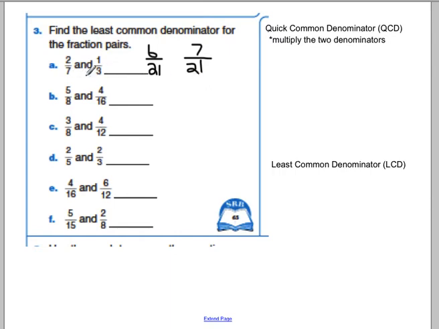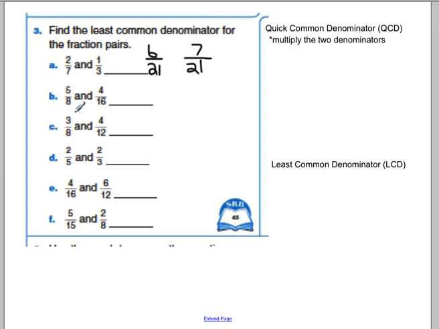Now a lot of times the QCD is great. It works really well and it's quick. That's why it's called the quick common denominator. But there's also a lot of times when the QCD is not the best denominator to use. Let's take a look at example B. If I use the QCD, I have to do 8 times 16. Now, I don't really know off the top of my head what 8 times 16 is. It's 128, but that's not an easy problem to multiply in your head.